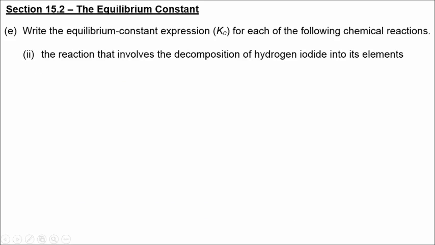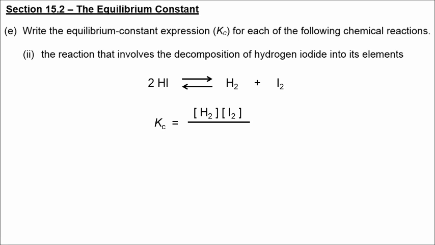The decomposition of hydrogen iodide represents the following balanced equation. 2 moles of HI decomposed to give 1 mole of hydrogen and 1 mole of iodine. So if we're going to do the expression for Kc, the equilibrium constant expression would be concentration of hydrogen times concentration of iodine divided by concentration of hydrogen iodide squared.